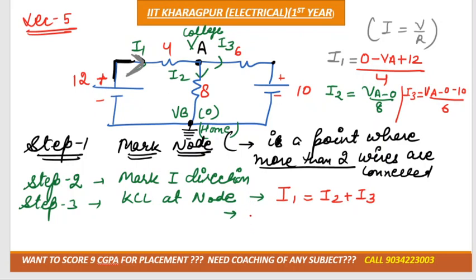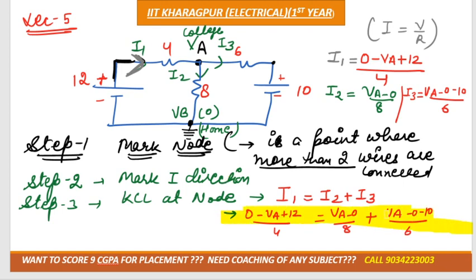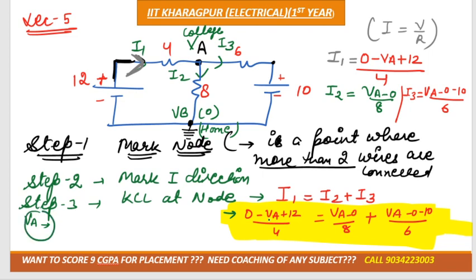So we can substitute: I1 is 0 minus VA plus 12 divided by 4. I2 is VA minus 0 divided by 8. I3 is VA minus 0 minus 10 divided by 6. So we'll have a single equation and a single variable, VA. We can solve it for VA, and then substitute the value to get I1, I2, and I3.